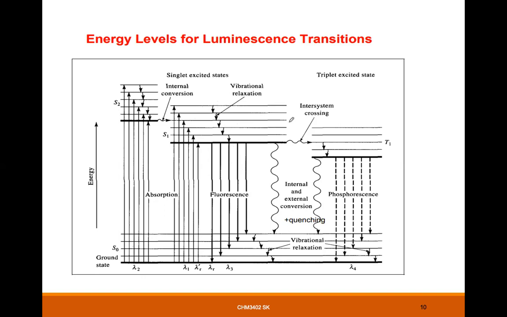Another process that can happen to the electron is inter-system crossing. It will go to another electronic excited state, another vibrational level, and then it finally moves to S0. We're going to have what we call phosphorescence.